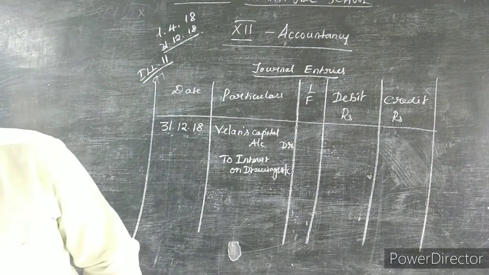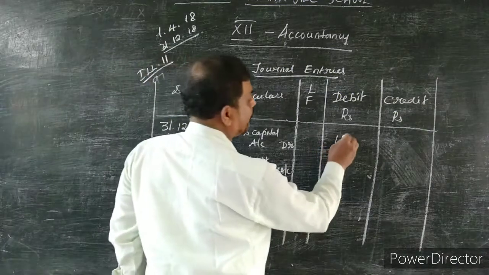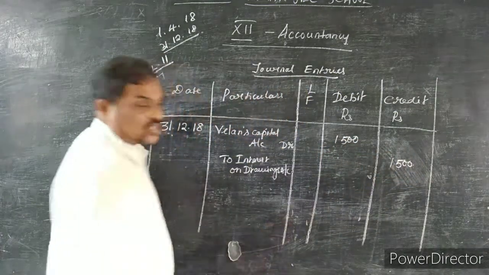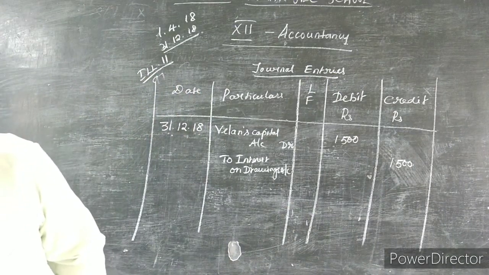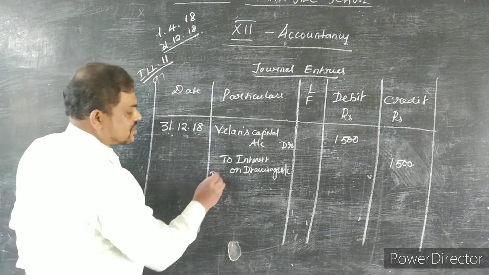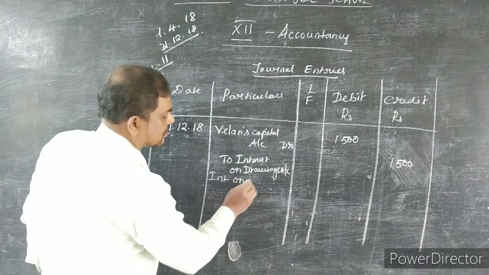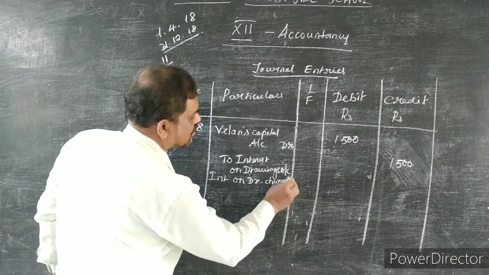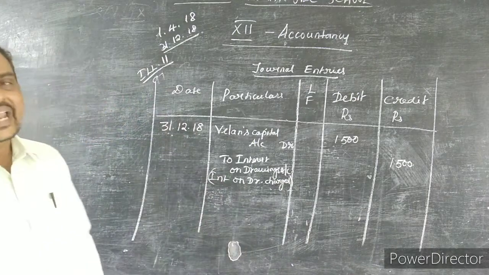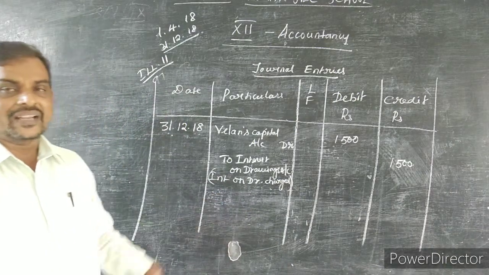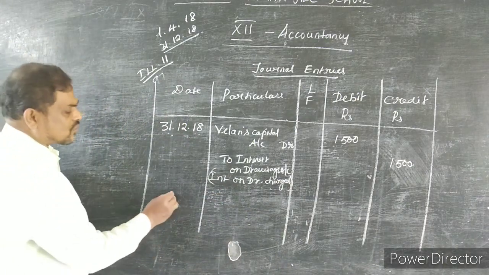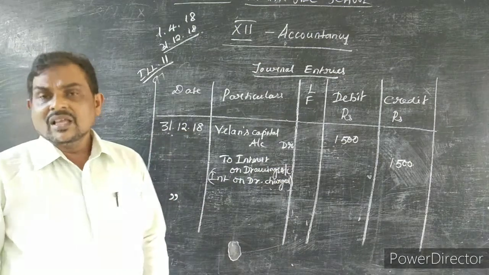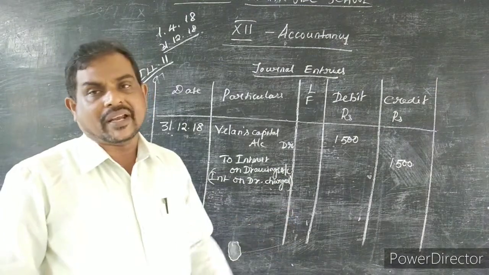What is the amount of interest on drawings here? 1500. Narration is: interest on drawings charged. Now the second entry. Please leave one line, then write the second entry. That also the date is same, 31st December 2018. So this is called a transfer entry.